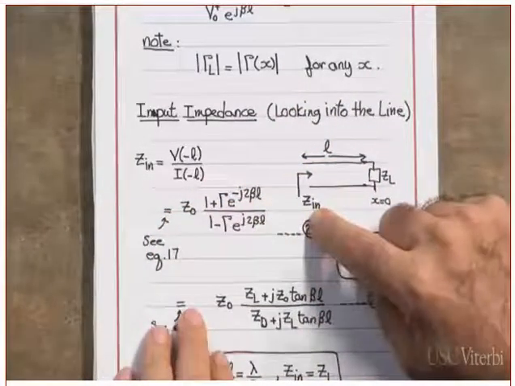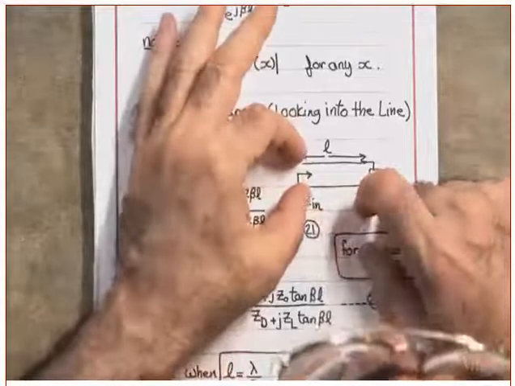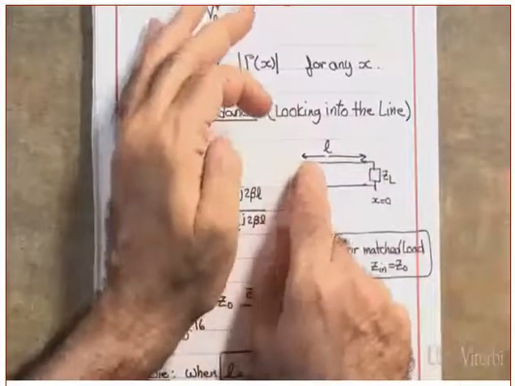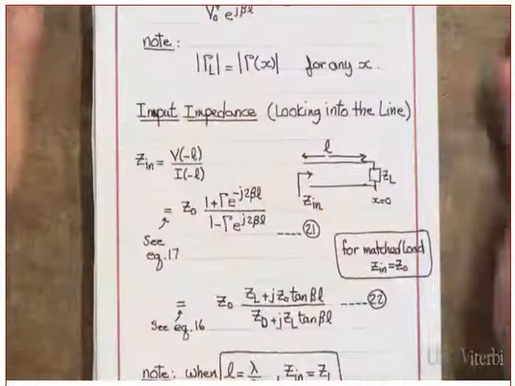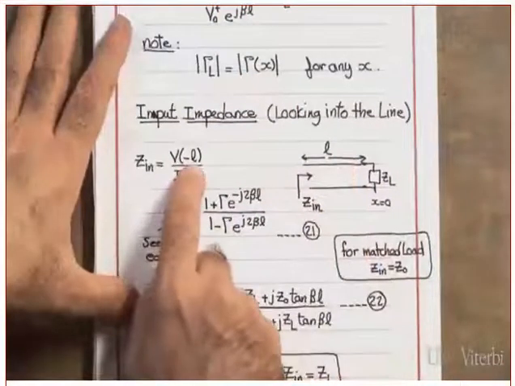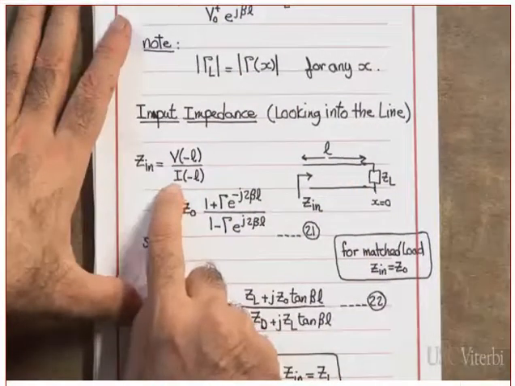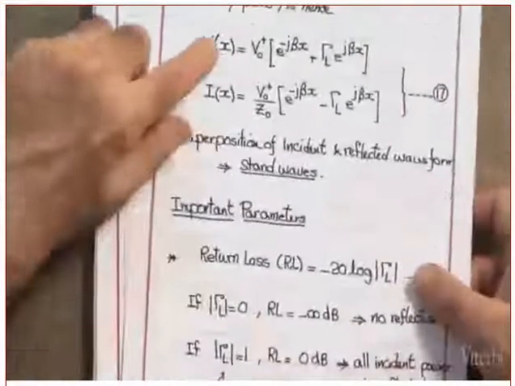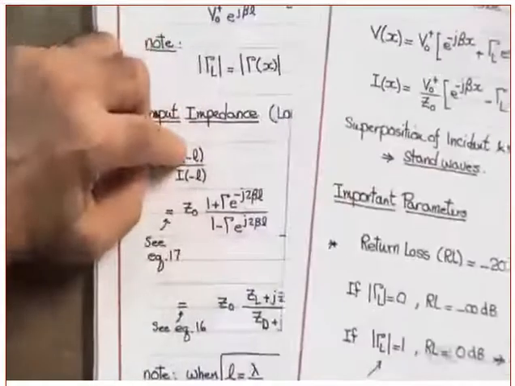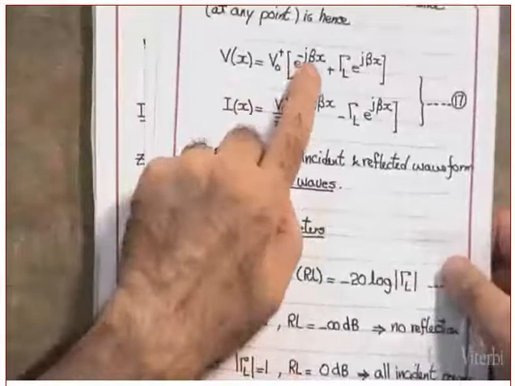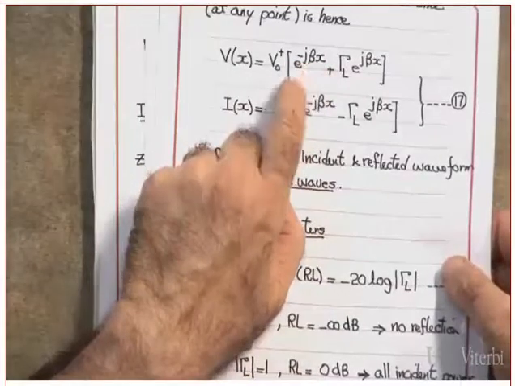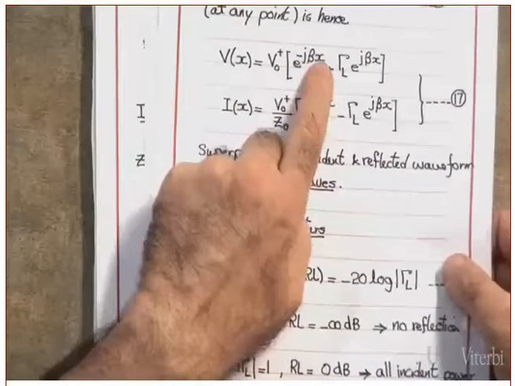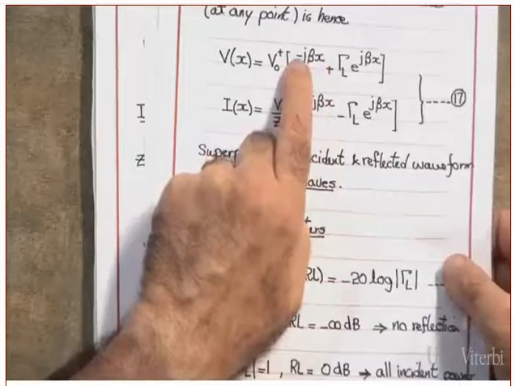What is this Zin? It must be the voltage in here divided by the current. Do we agree? Measured at V of minus L divided by I of minus L. Yes or no? What do I get? I use these equations with x equal to minus L. So what do I get? V0 e to the j beta L, because when x is minus L, this one becomes positive.